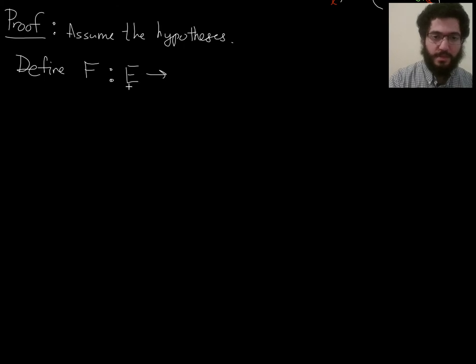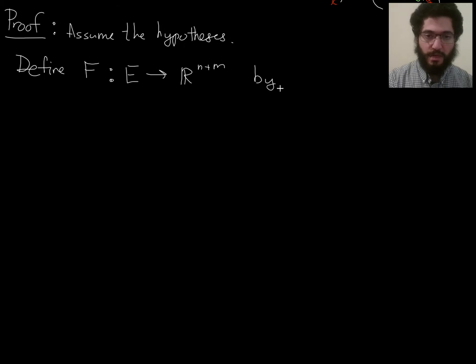Sorry, I think I misspoke when I said the domain of little f is R or whatever. It's actually E, this open set. So let's define capital F from E to R^(n+m) by, and before I say the definition, note that this has the correct type. So E is an open subset of R^(n+m). So F is the sort of thing that the inverse function theorem might have something to say about.